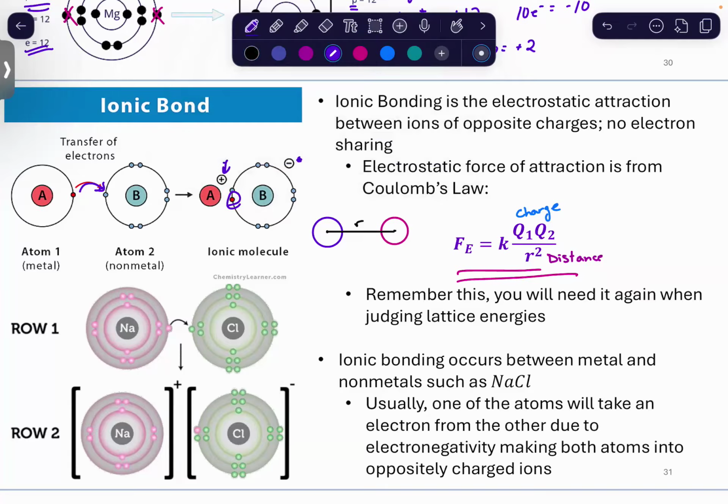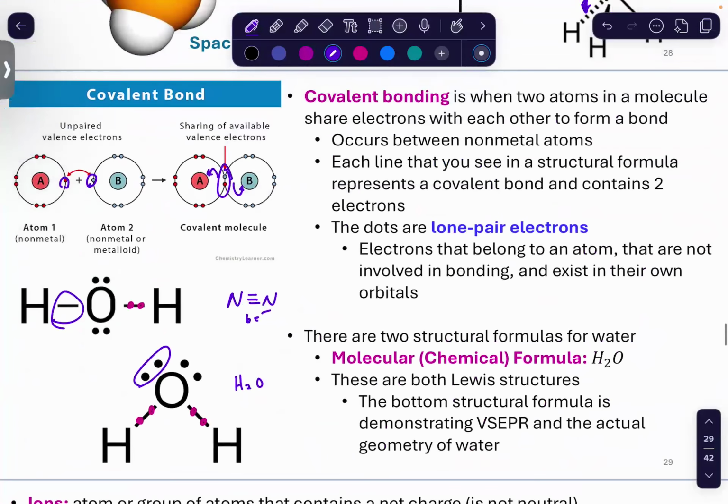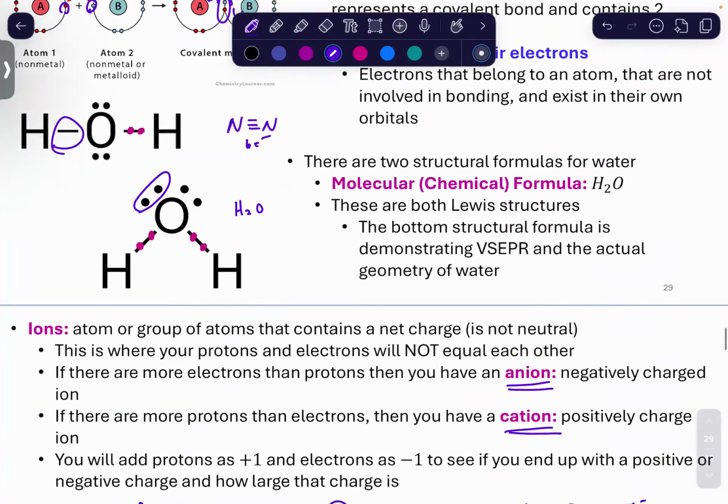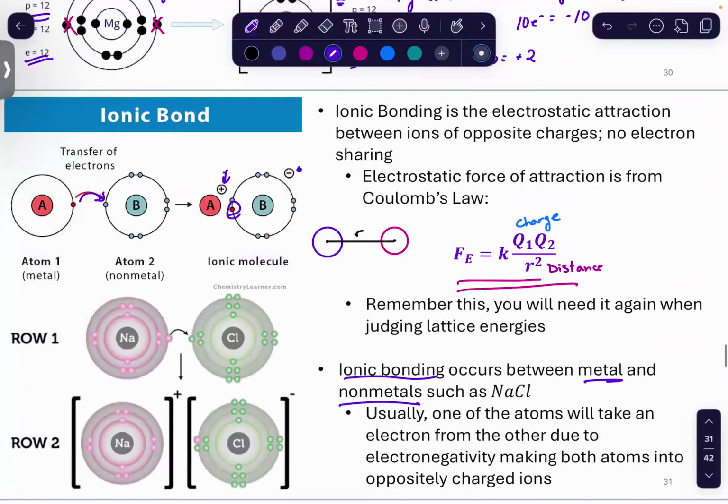One thing, let's start talking about how covalent and ionic bonding occurs. Ionic bonding occurs between metals and nonmetals on the periodic table. Covalent bonding occurs between nonmetal atoms. So two atoms have to be nonmetals for covalent bonding to occur. Ionic bonding is going to occur between metals and nonmetals. And as I said, one of the atoms will usually take an electron from the other.